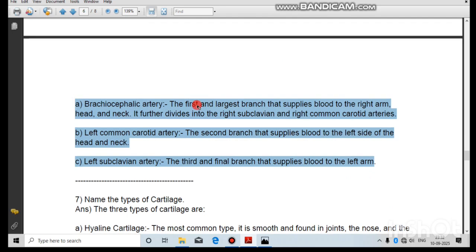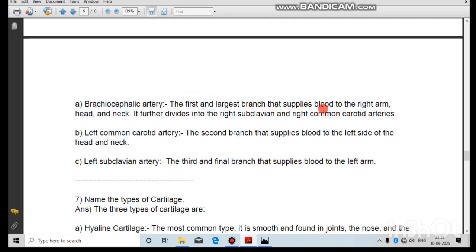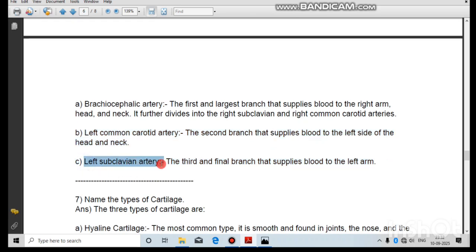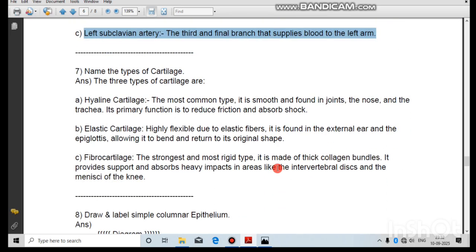The brachiocephalic artery is the first and largest branch that supplies blood to the right arm, head and neck. It further divides into the right subclavian artery and the right common carotid artery. The left common carotid artery is the second branch that supplies blood to the left side of the head and neck. The third branch, the left subclavian artery, is the third and final branch that supplies blood to the left arm.